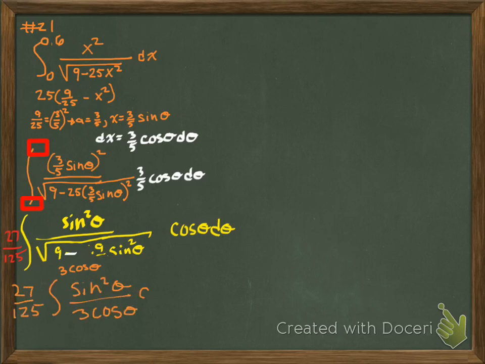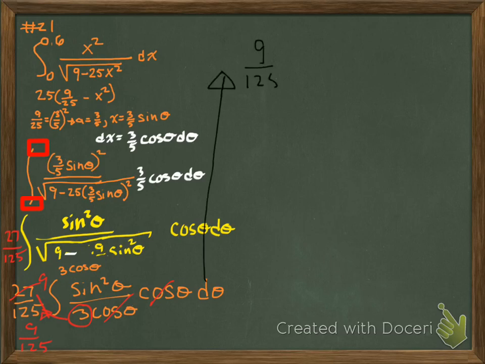Let me write it all pretty. The cosines cancel, and I'm going to move that 3 out front. That 3 fights that 27, so I have 9/25ths and the cosine's gone. I'm going to take it to the top. I have 9/25ths sine squared theta.